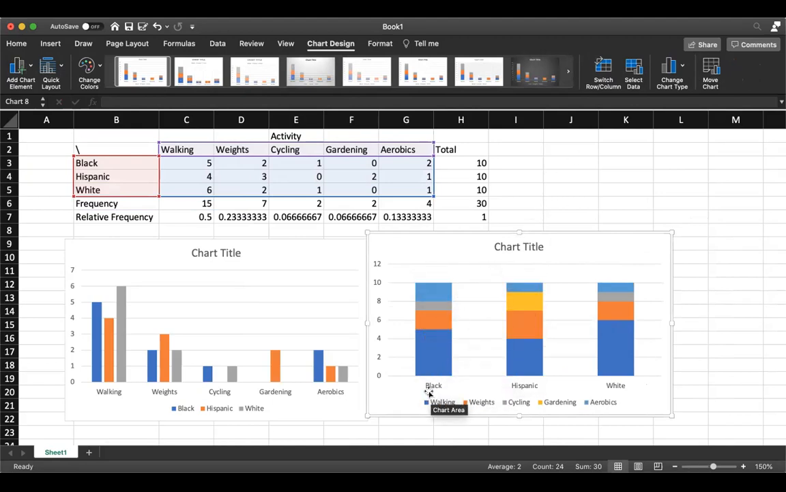Why are they all at the same height? Well, you're looking at all the blacks, all the Hispanic, and all the whites, and they all have the same number of people, 10 in each one. That's why they're all at 10.